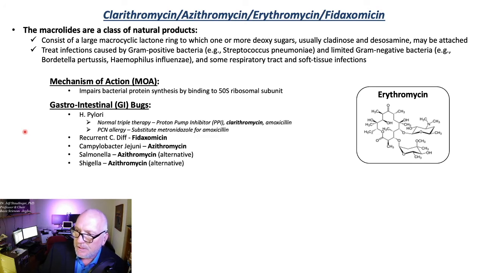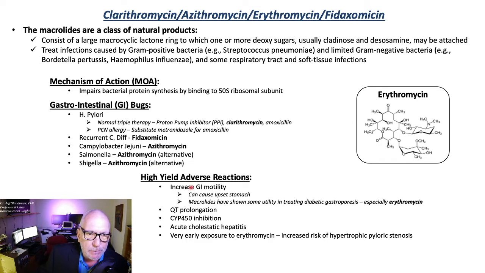GI bugs treated with these drugs include Helicobacter pylori. Recurrent C. diff can be treated with fidaxomicin, Campylobacter jejuni with azithromycin, as well as Salmonella and Shigella. Azithromycin is used as an alternative drug when other drugs have failed. High-yield adverse reactions include increased GI motility.